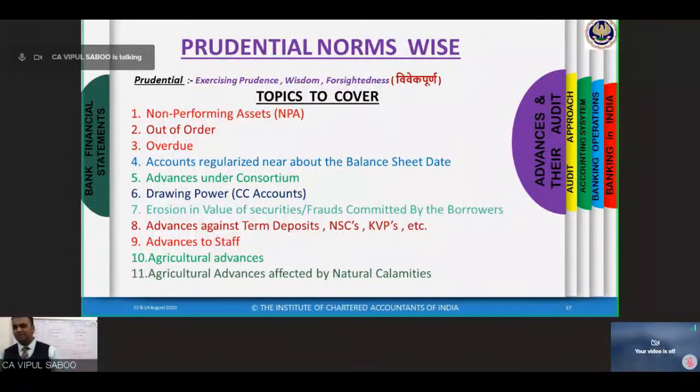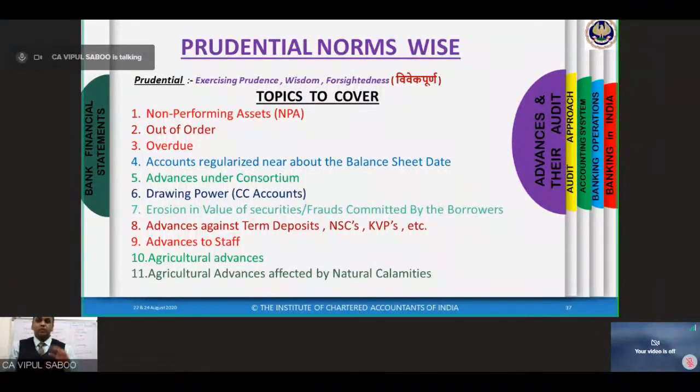Non-performing assets. What is performance? When you do something up to the required mark, what is expected of you, that is performance. What is non-performance? When you don't do it or you don't do it as expected. That is non-performance, right? What are assets for the bank? The advances are assets for the bank, right? And non-performing assets. When the advances are going regular, they are performing.